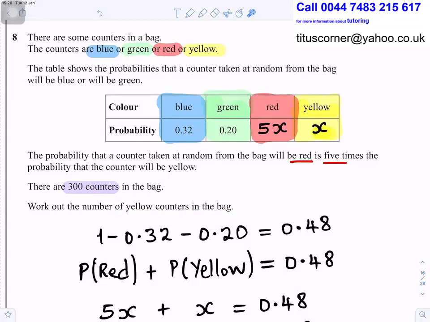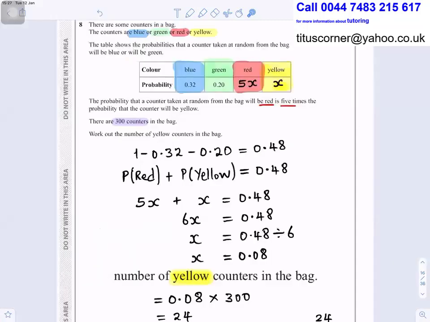So we want to subtract from 1, because when you add all of the probabilities, they should equal 1. So 1 minus 0.32 minus 0.20 is 0.48. What that means is 0.48 is what is left. So that 0.48 is for the red and the yellow. So probability of red plus probability of yellow is 0.48.